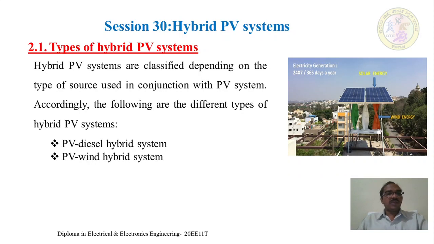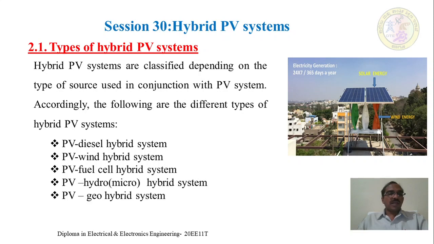And PV and wind hybrid system, this is also good, but both PV as well as wind are unreliable. Since both are unreliable, that is the drawback. And there is another very good combination, PV and fuel cell. Whenever the power is available from the solar system, I can use the PV cells, and whenever it is not available, I can use the fuel cells. It is a very reliable system.